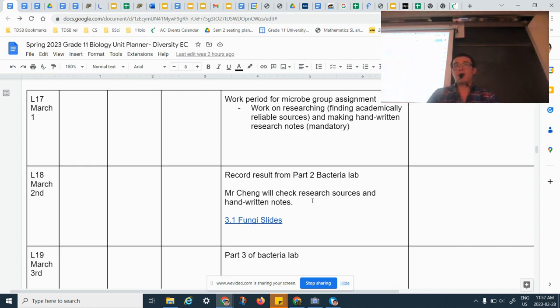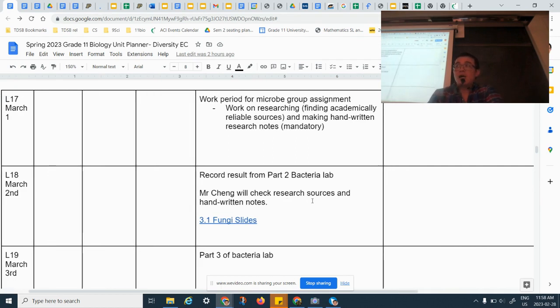I'll also check the progress of the handwritten notes. You have a question? Oh yeah. Do we have to write our bibliography by hand as well? No, bibliography, you can do by typing. It's just the handwritten research notes. Especially in the days of ChatGPT and all that stuff, rough notes are a mandatory thing. That will actually be part of your marks in the final paper. Okay. Any questions?